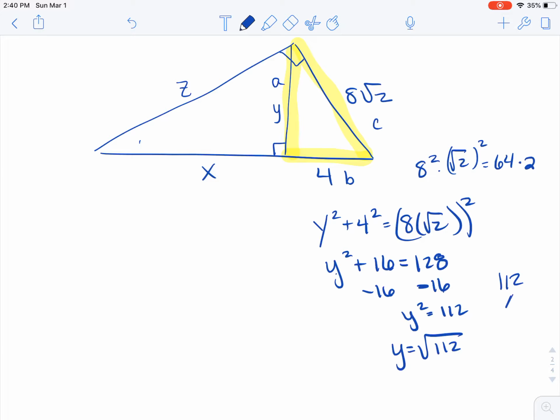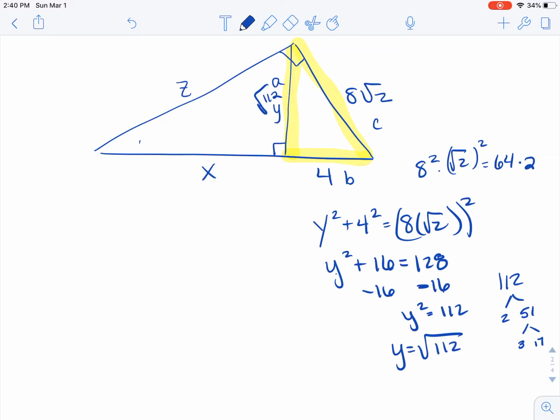Simplify that. So 112 is 2 times 51. And 51 is 3 times 17, sorry. So those are all primes, and we can't pull anything out. So for y here, we get the square root of 112.